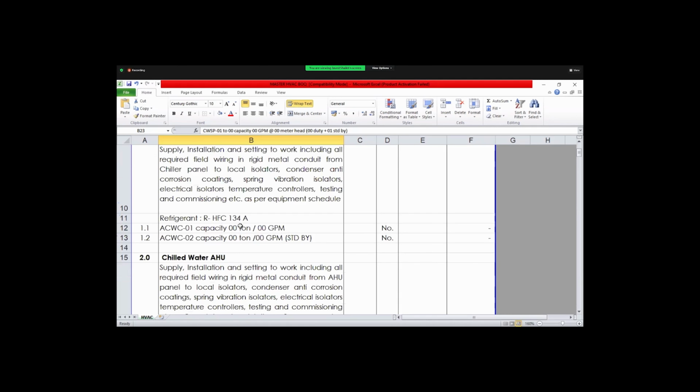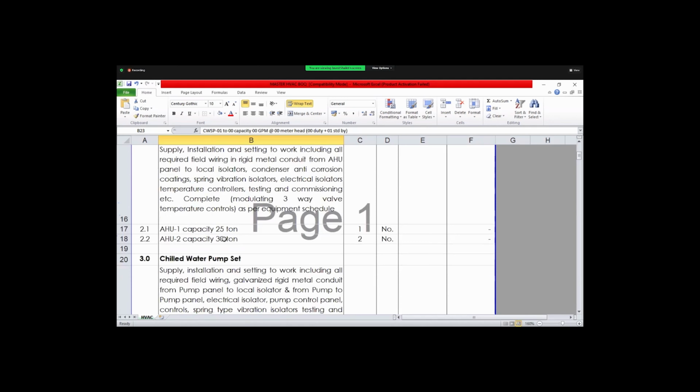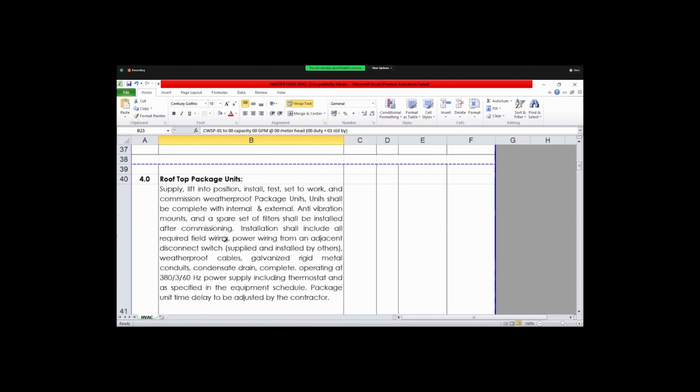Okay, so the next is the rooftop package unit. If there is any rooftop package unit, what is a rooftop package unit? It's the same as the AHU. The working principle of a rooftop package unit is the same as the AHU. Only the unit is manufactured as per the roof installation purpose, so it is called a rooftop package unit.